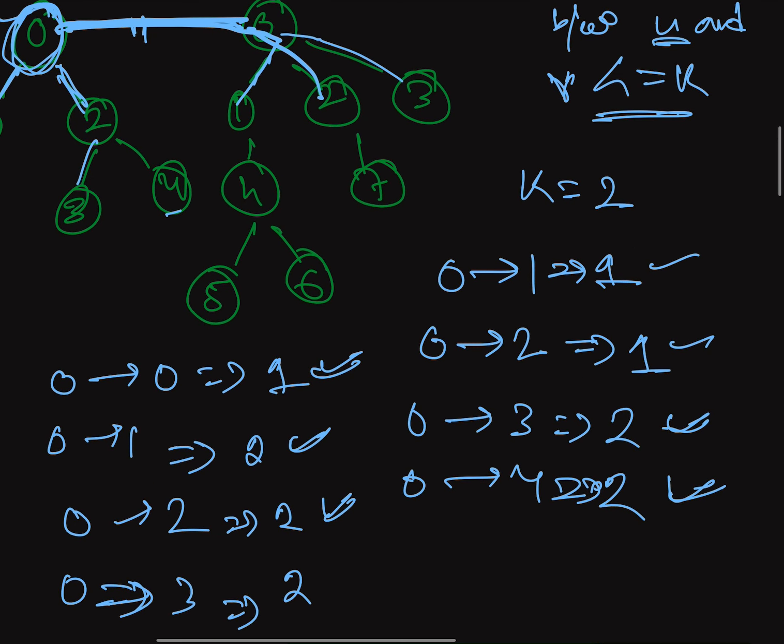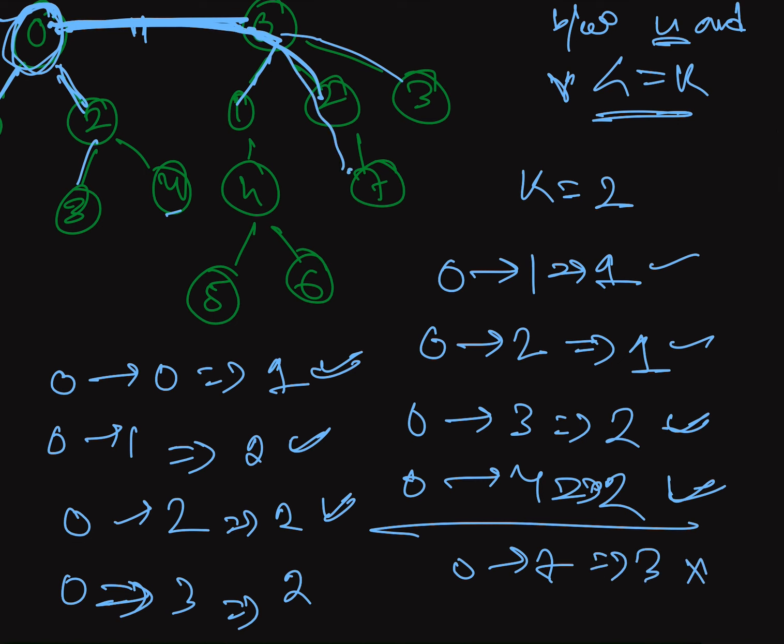Now 0 to 7. Can this be possible? No. The number of edges is 3. So this can't be a target. Similarly for 0 to 4, this can't be possible because there are 3 edges. So the nodes below are also not possible. Correct?